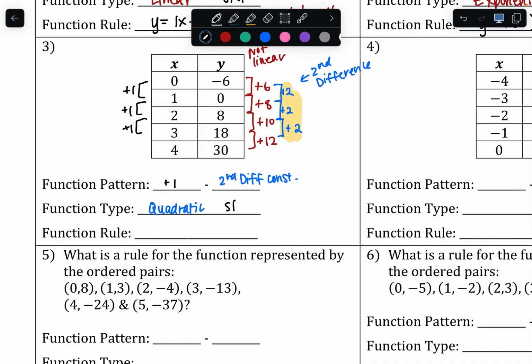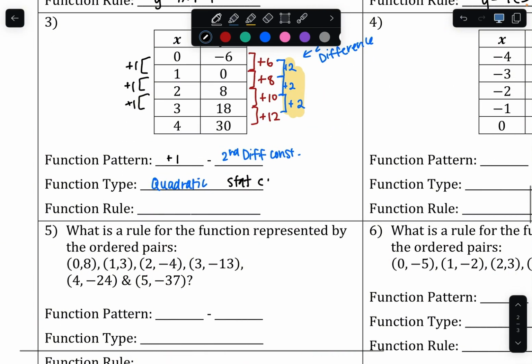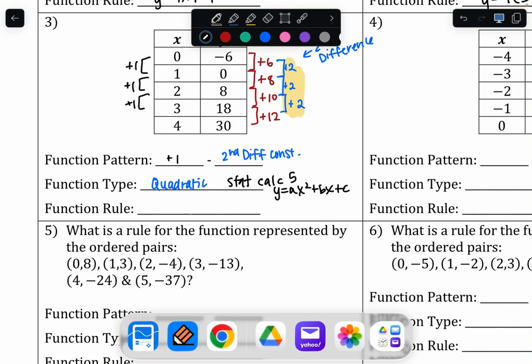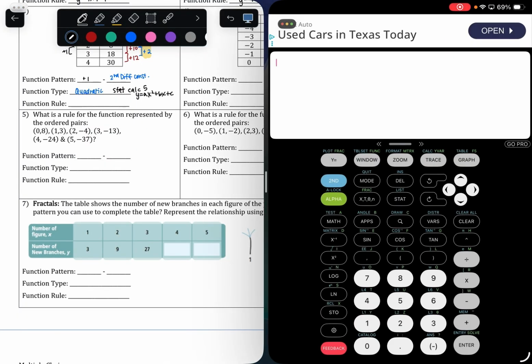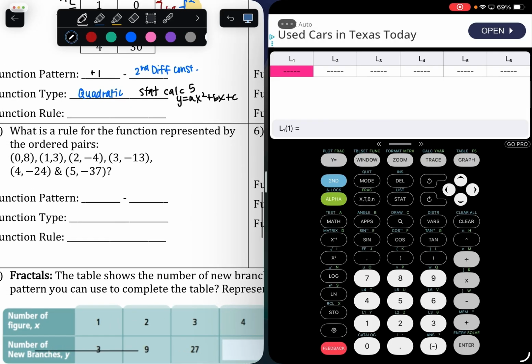Okay, and so from the table up here that gives you the directions, I know I need stat calc 5, and that's going to give me ax squared plus bx plus c. Okay, so in your calculator, stat, edit, that's always your first step, clear what's in there, so clear, enter, and then clear, enter. It's important to press enter or it won't clear it.